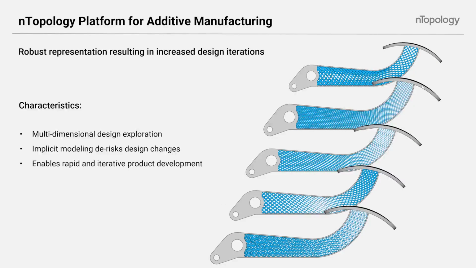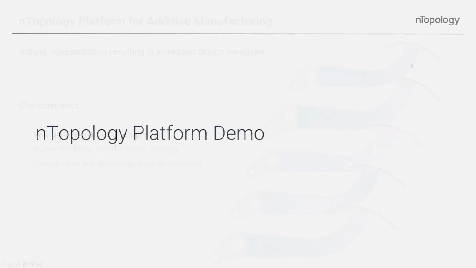So implicit modeling de-risks design changes. Because there are no rebuild errors, engineers are encouraged to explore the design space more fully. And all of this goes towards enabling rapid and iterative product development. So engineers can be more efficient and spend time on engineering work that matters. And now I'm going to hand this over to Blake for a demo of the nTop platform.